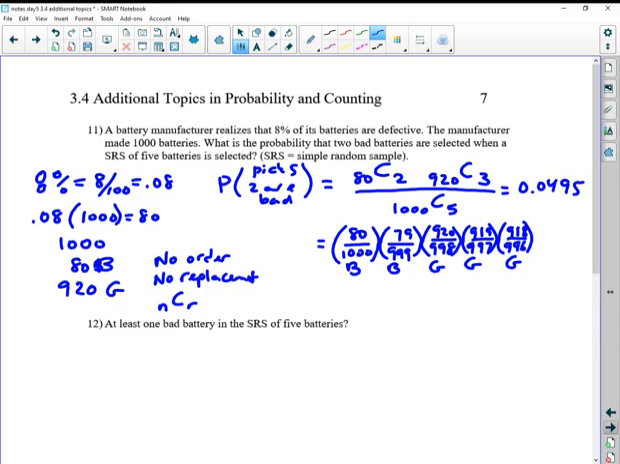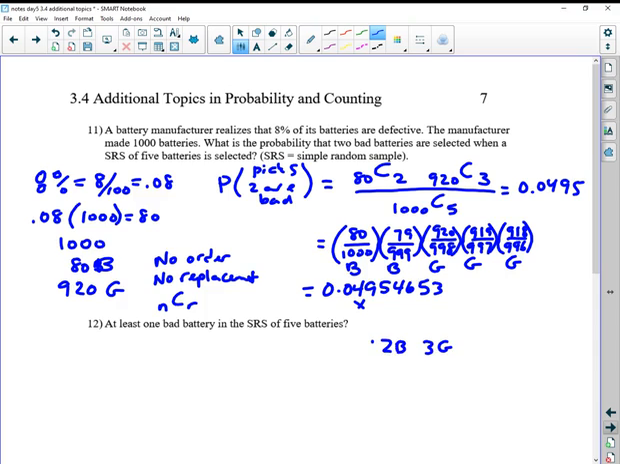So we get 0.04. It's just a little bit more boring with, well, actually, I guess this is boring normally, but way more boring without any students. How many ways can we reorder our 2 bad and 3 good?